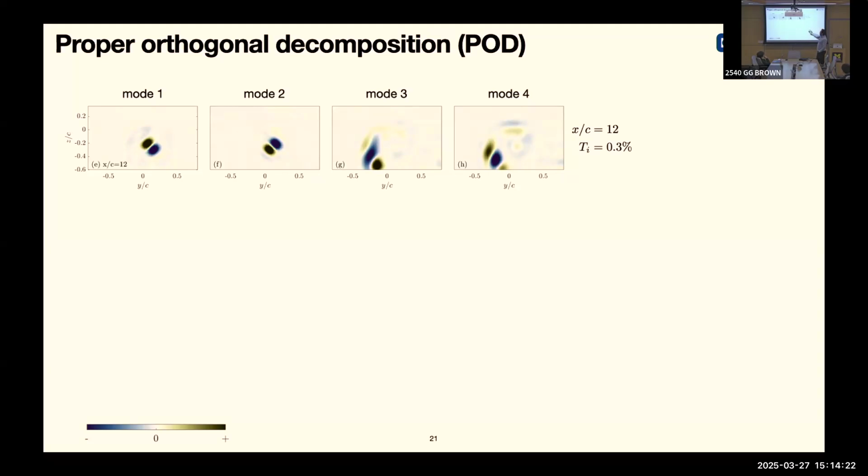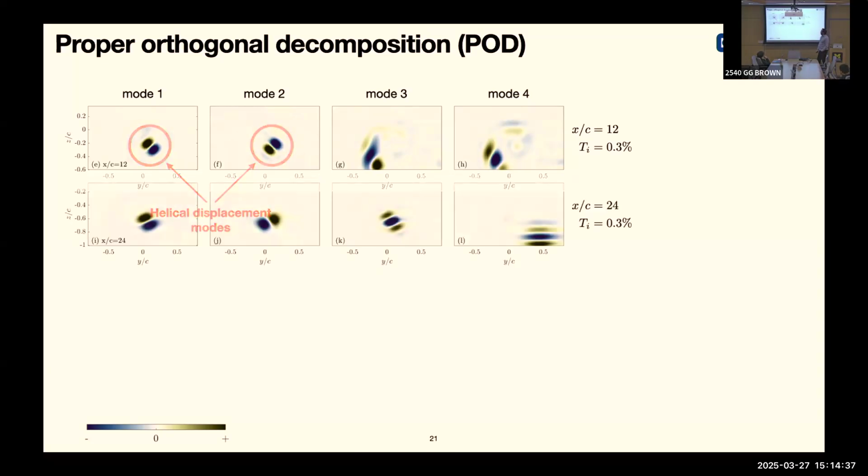Anyway, so these are the spatial information that exists in our PIV images. This is based on vorticity. So these first 2 images are helical displacement modes. So it's basically the vortex moving in helical patterns. This is a further position downstream. So that was 12 chord lengths. This is 24 chord lengths.